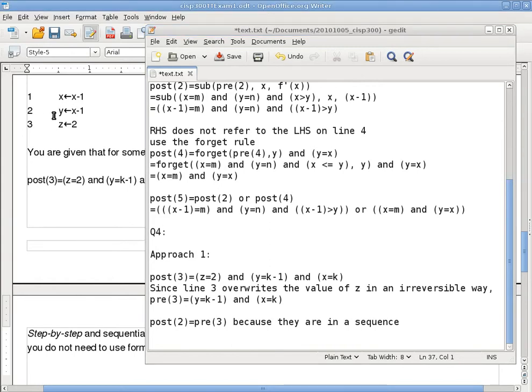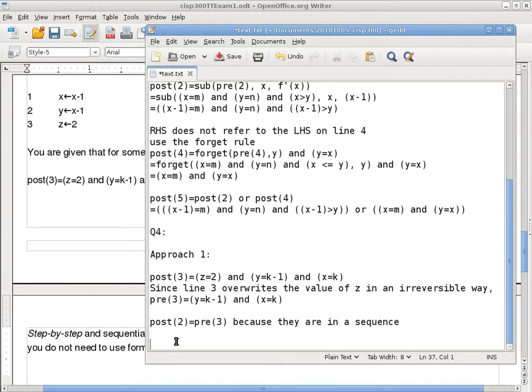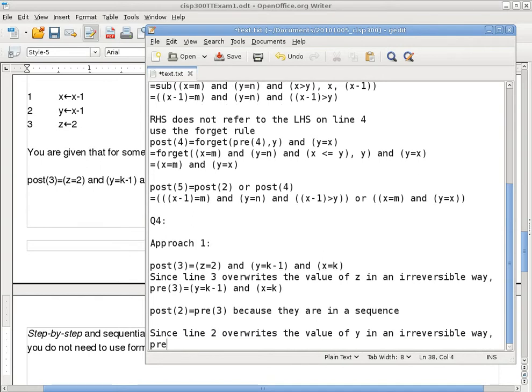Okay, so now we can look at line 2. Is line 2 reversible or irreversible? Irreversible. It is irreversible because the right-hand side does not refer to the left-hand side. There's no way for me to get an inverse function to reverse the operation. So guess what? You can say the same thing again. Since line 2 overwrites the value of y in an irreversible way, pre-2, we'll basically have to say, well, we have no idea what y was before this, and as a result, we only keep what we knew about x. Are we okay so far?